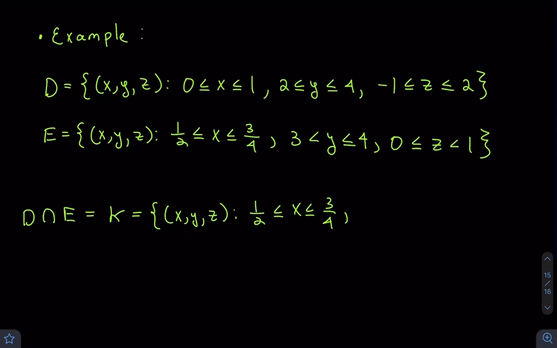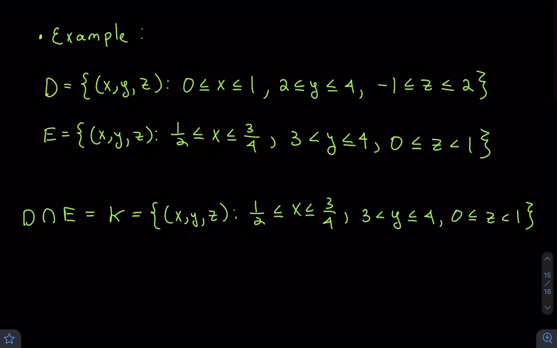Likewise, for the y values, this is a subset of this. So their intersection will be exactly that second interval. And similarly, this is a subset of this. So it's just going to be that interval. And if you notice something, their intersection just happens to equal set E. So set K and set E are equal, and we got set K by intersecting set D and set E.